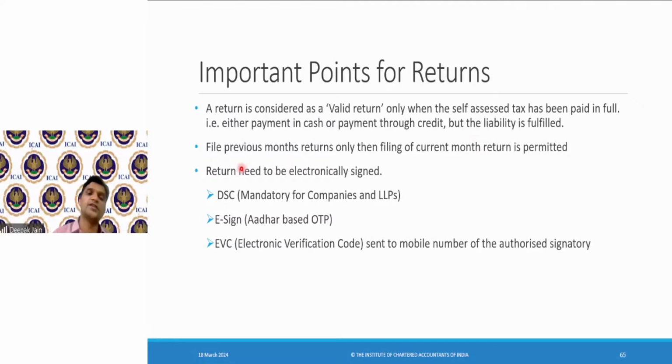You have to file the previous month's returns, only then the filing of the current month is permitted. It's not that if the previous month had a lot of liability, I'll skip it and file this month's return; that is not permitted. You have to file your previous month's return, only then you can file the current month's return.